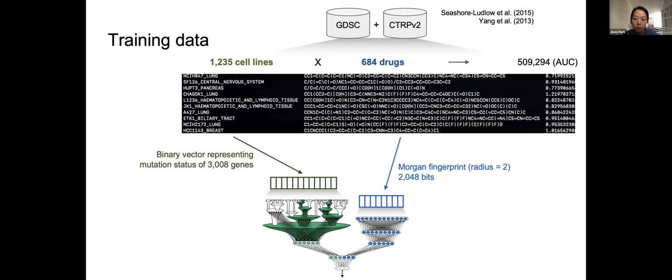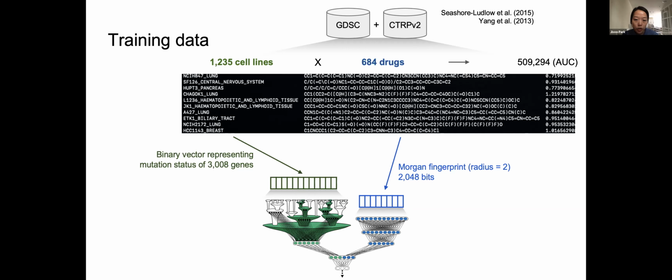Having this framework implemented, we trained a model using about 500,000 data points for drug response between 1235 cancer cell lines and 684 drugs. The training data is extracted from the combination of the databases curated in Genomics of Drug Sensitivity in Cancer, aka GDSC, and Cancer Therapeutics Response Portal, aka CTRP version 2. The drug response is measured using the area under the dose response curve, which I will refer to as AUC from now on.